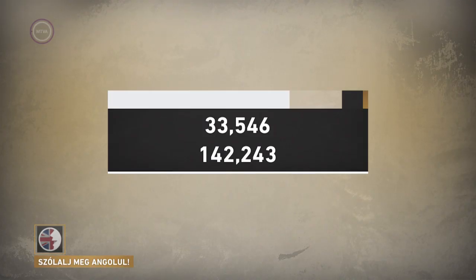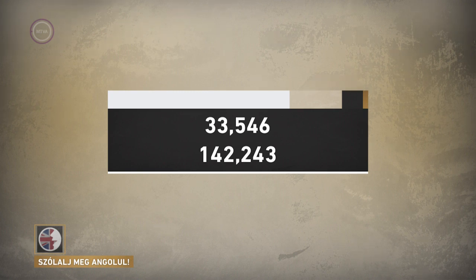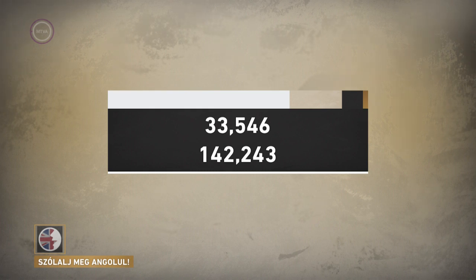Now, what else do we need to be careful about? Well, we have to make sure that we use a full stop, not a comma, before the fraction. When we talk about thousands, we put a comma before the 3 noughts, or the last 3 digits. When we look at 33,546, or when we write 142,243, we separate the thousands from the rest of the number with a comma.